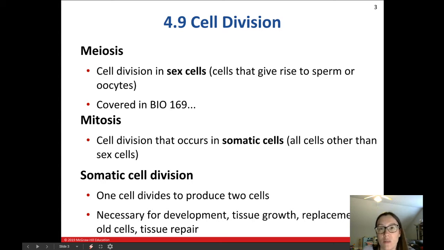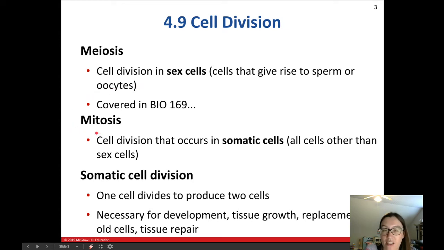So now what do those words mean? Meiosis is going to be this type of cell division that occurs only in sex cells or in gametes. So those cells that eventually will turn into sperm or eggs. And so that's going to start with a diploid number of chromosomes, which is 23 pairs. So we have 2 of each, and you'll end up with a haploid number of chromosomes. So 23 chromosomes that are unpaired. And we're going to cover that in Bio 169.